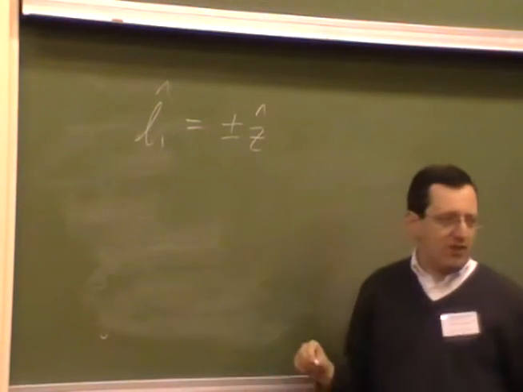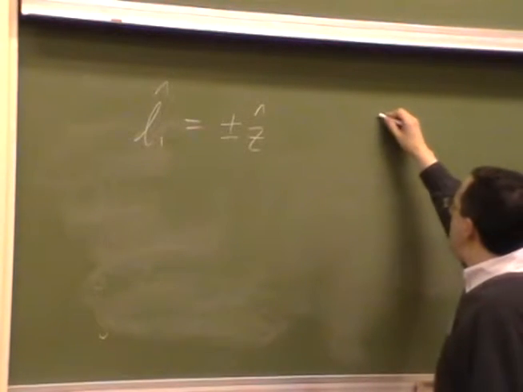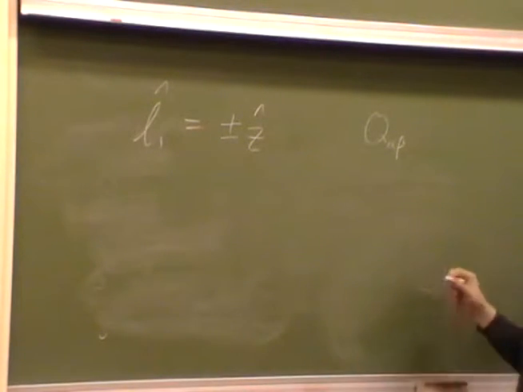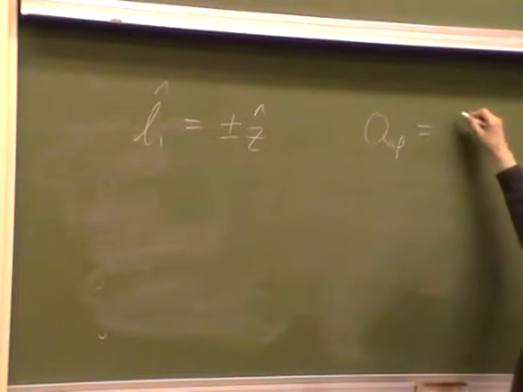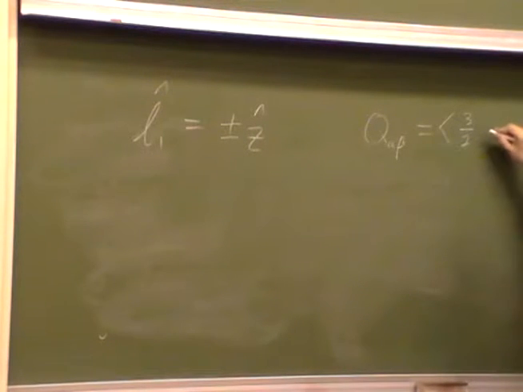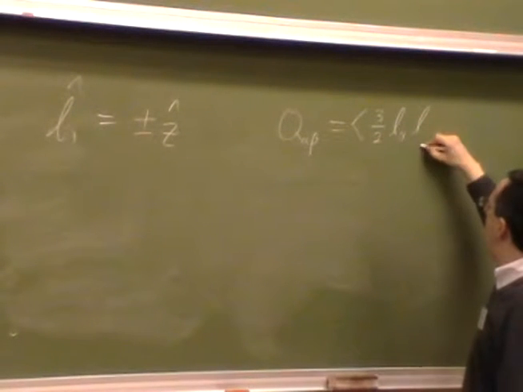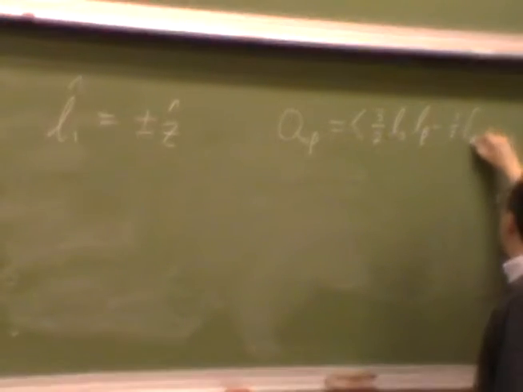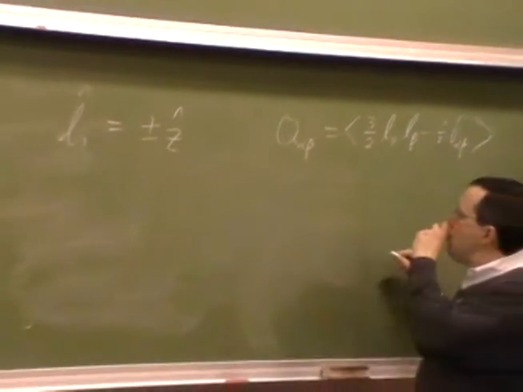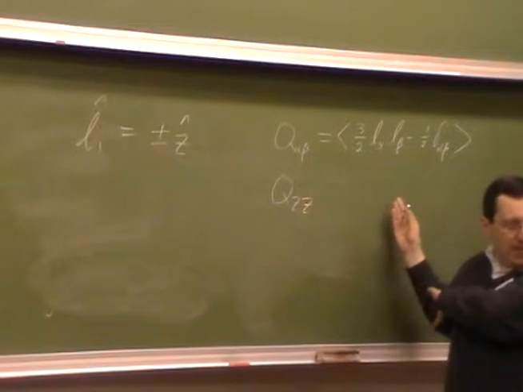Plus or minus z hat, okay? And you want to calculate this Q alpha beta, all right? So that is the average of 3/2 L alpha L beta minus 1/2 delta alpha beta, okay? So let's look at the component z.